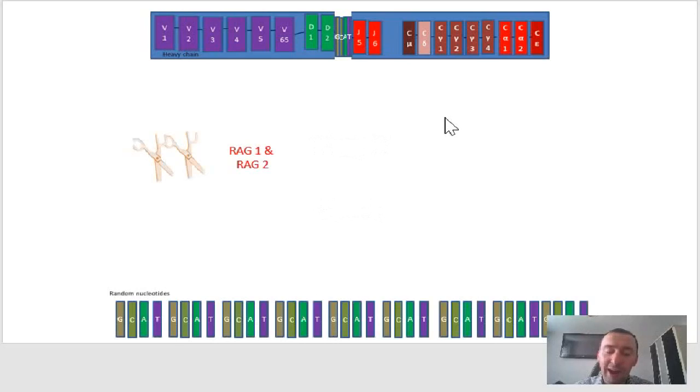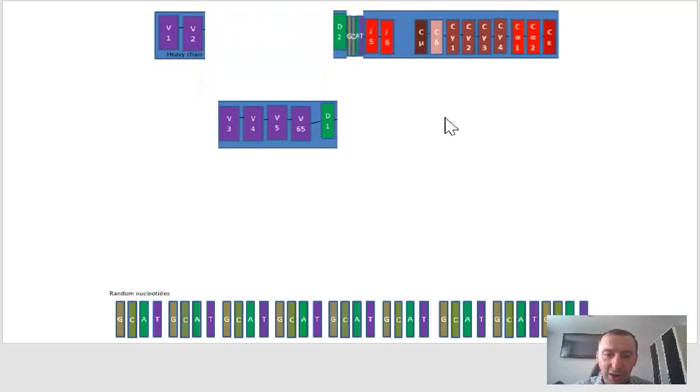Okay, so RAG1 and RAG2 have their part to play again. They select a random region of the V. Okay, so they've selected just after V2, and they're going to also cut just after D1. They cut that region out, and that's then degraded and lost forever.